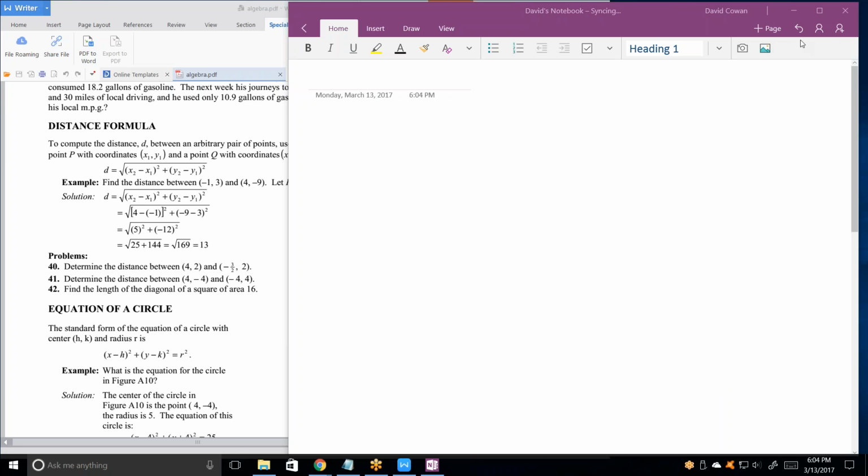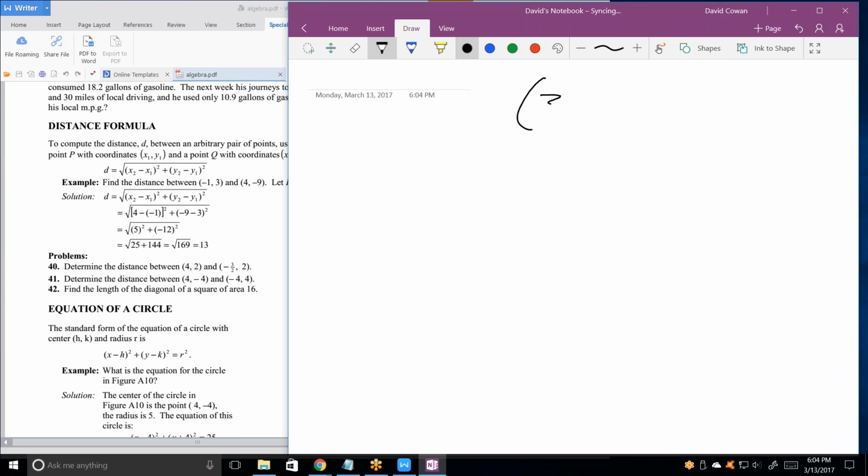Now, the next three problems are dependent on the formula for the distance between 2 points. Okay? If I said, what's the distance between that point and that point?